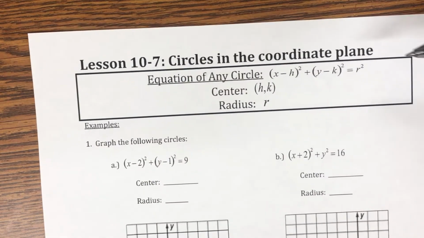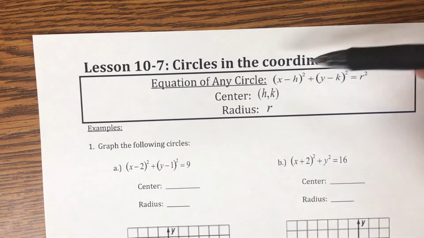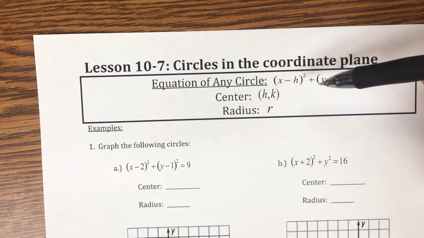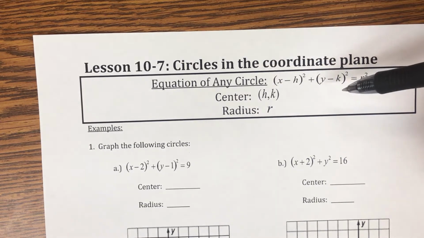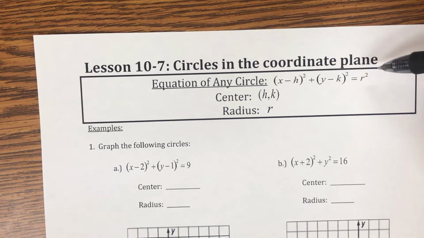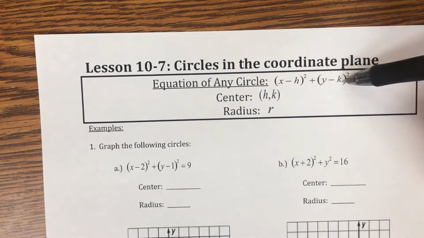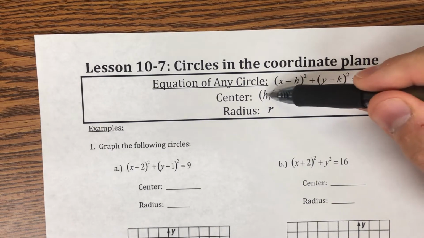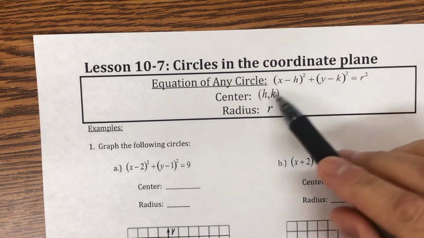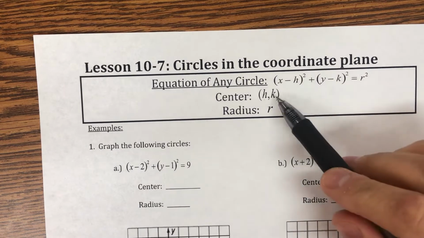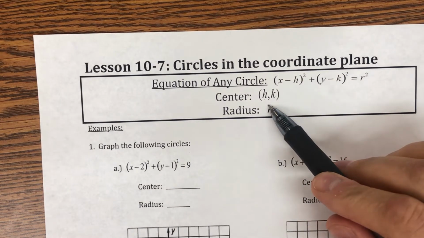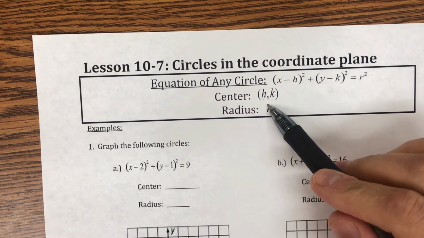The equation of a circle comes in the form (x − h)² + (y − k)² = r². Now the h and the k stand for the center. The h is the x value of the center. The k is the y value of the center. So that's 1 point. That tells us where the center of the circle is.